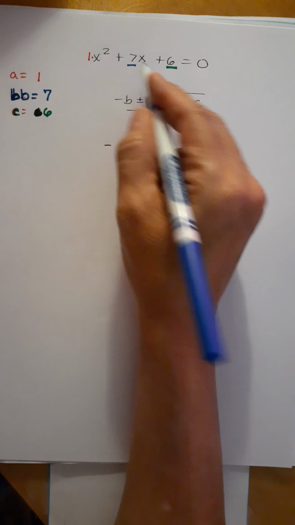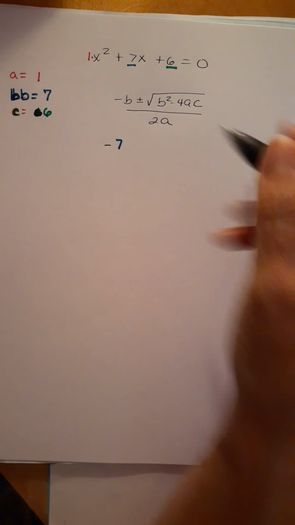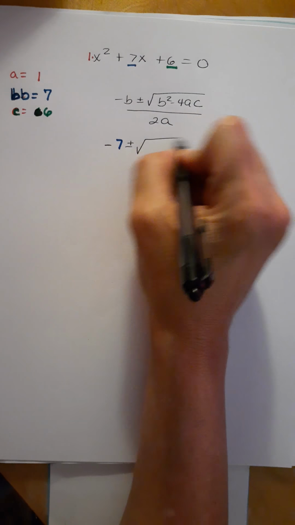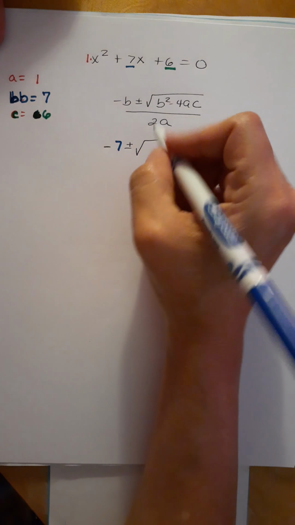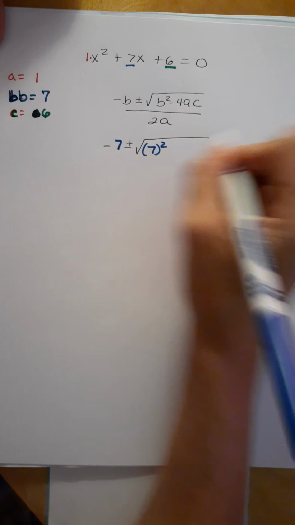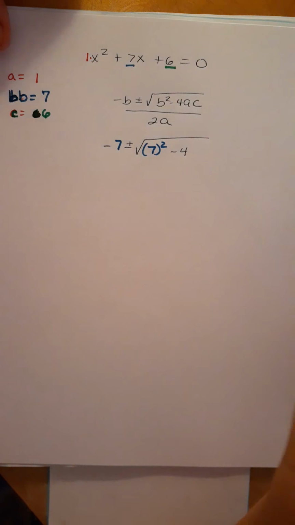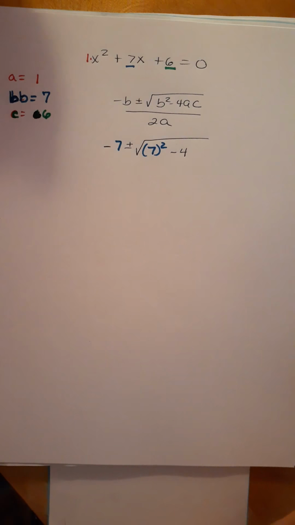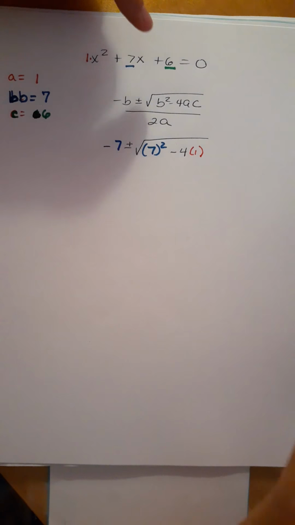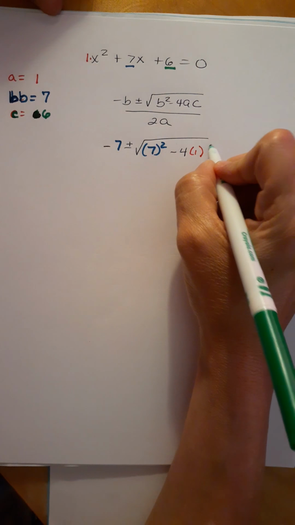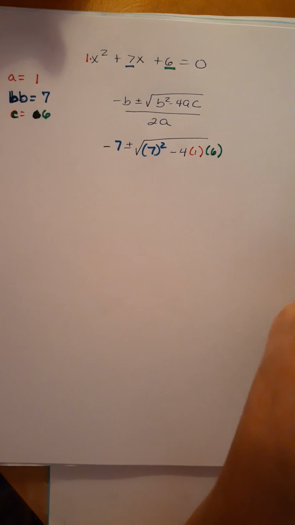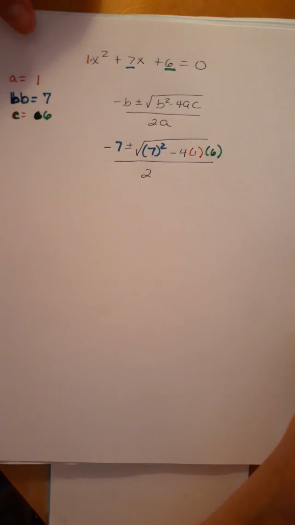B is 7 plus or minus square root. What's my B squared? 7 squared minus 4, all the constants are in black. Not constants, but the non-changing parts. 4a, what's my A? 1. And then C is 6. Okay? All over 2 times A, which is 1.